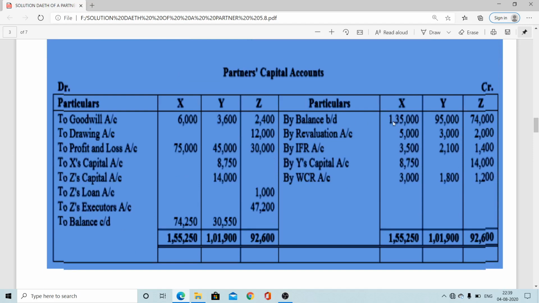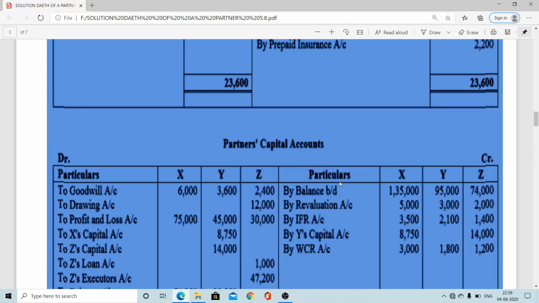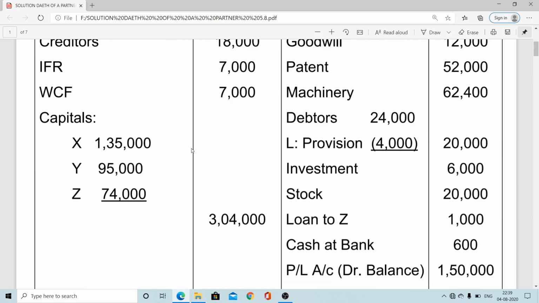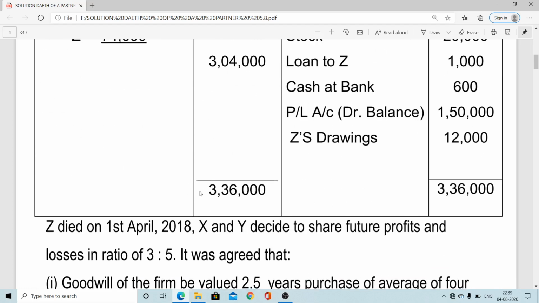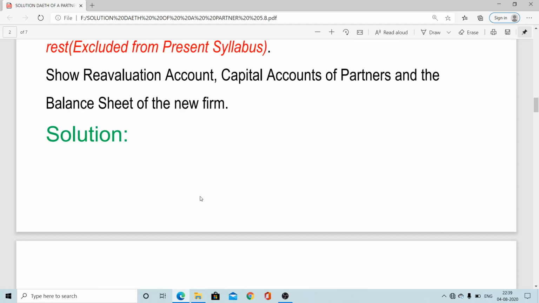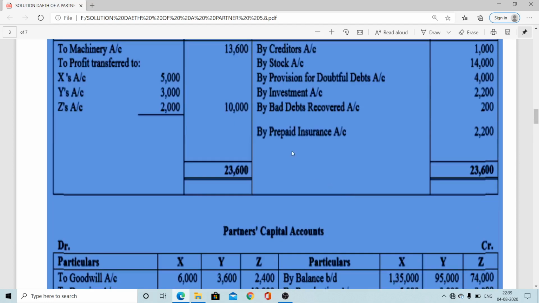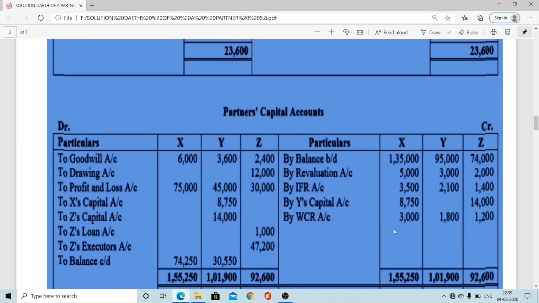Now we will enter the partners' capital accounts. Opening balance is provided: 1,35,95,74. You can check the balance sheet here to see whether that same amount is there or not. Yes, 1,35,95,74. Not only that, these two undistributed profits are there, so we have to consider them here. So by balance b/d, the same amount. Opening balance we are taking from the old balance sheet. Revaluation profit we just calculated is transferred here, by revaluation 5,000, 3,000, 2,000. Investment fluctuation reserve, the entire amount we have to provide. Workman compensation reserve, the remaining amount 6,000 will be credited.